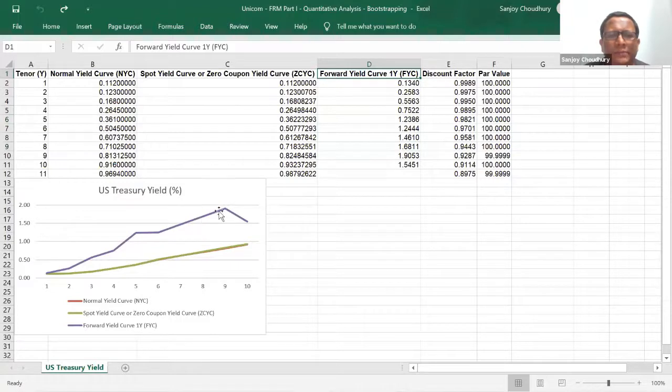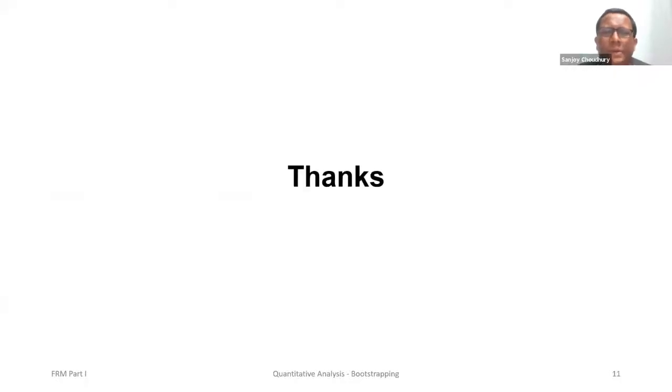And as you can see here, for an upward sloping curve, the forward yield curve has a gradient that is still higher than the spot yield curve or zero coupon yield curve, which itself is at a higher gradient than the par yield curve. So with this, we come to the end of this particular presentation on bootstrapping.